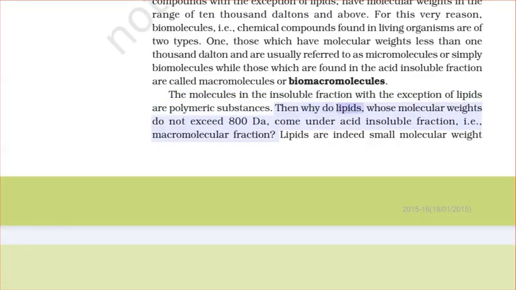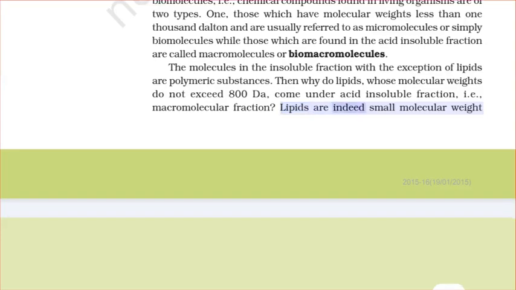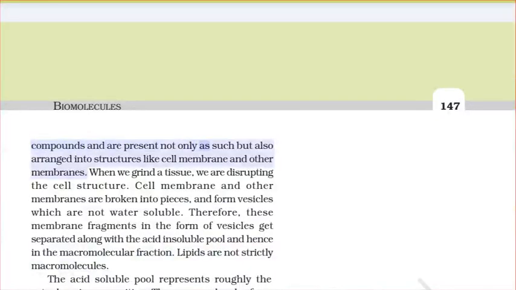Then why do lipids, whose molecular weights do not exceed 800 Da, come under the acid-insoluble fraction, i.e., the macromolecular fraction? Lipids are indeed small molecular weight compounds and are present not only as such but also arranged into structures like cell membrane and other membranes.